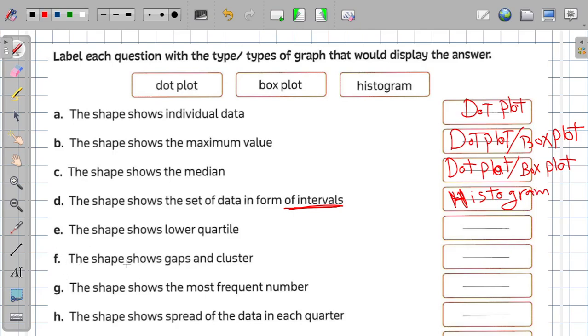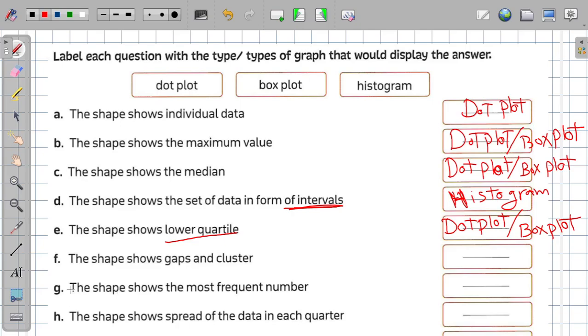Next, I want to know the shape that shows the lower quartile. I think we have 2 ways to know the lower quartile. The first one, I think it's the dot plot, but by some calculations. But if we want an easy way to know the lower quartile, I think it is a box plot. So we have 2 ways to know the lower quartile.